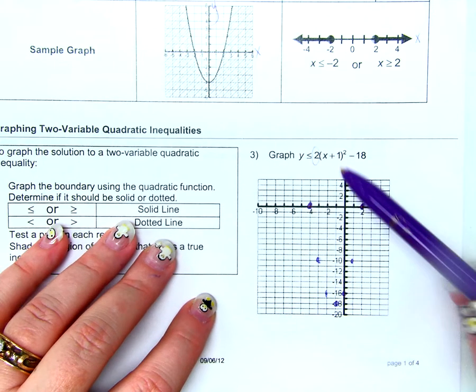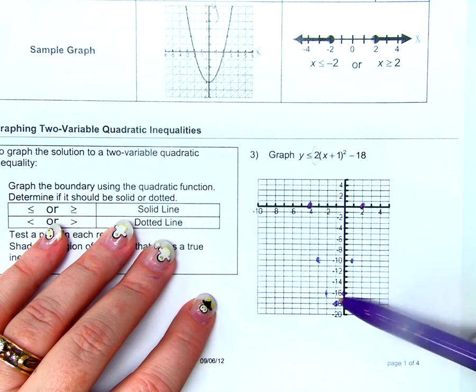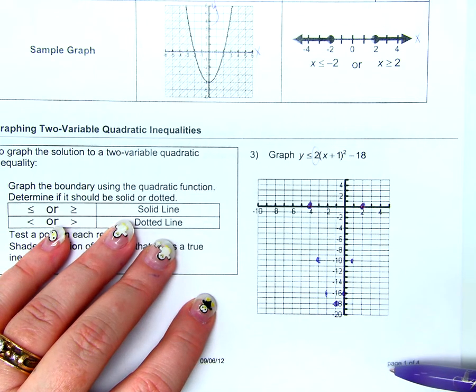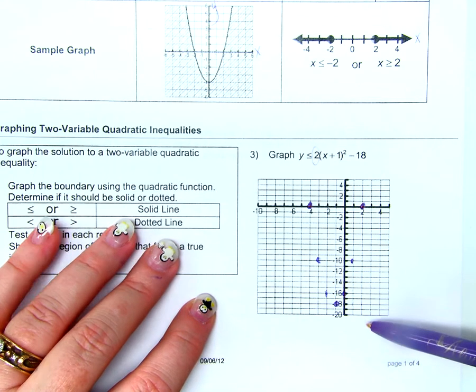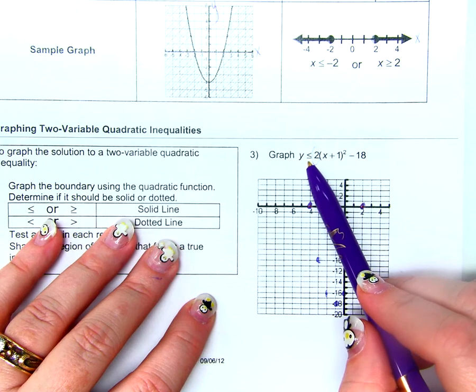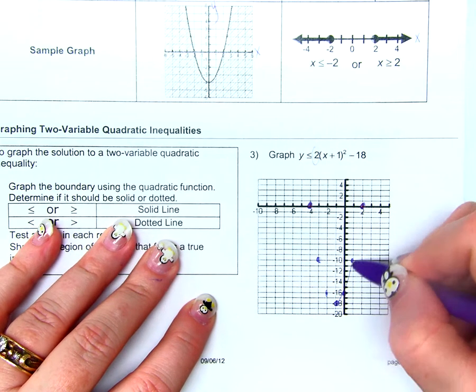Now, is this a solid parabola or a dotted parabola? How do you know it's a solid parabola? It has an equal sign, right? It's less than or equal to. So this is a solid line.